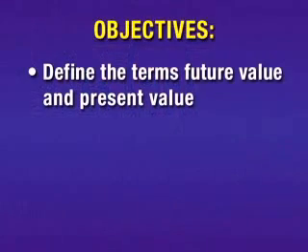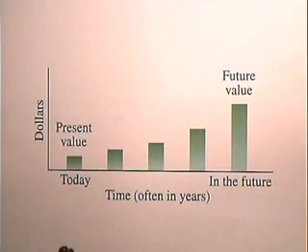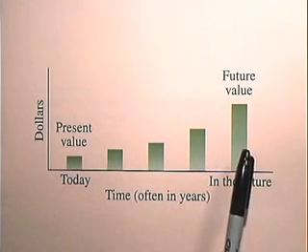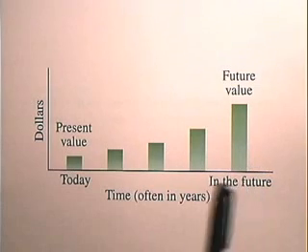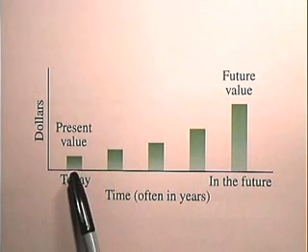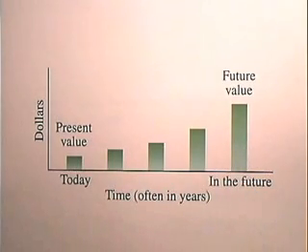The specific objectives we will cover are: define the terms future value and present value, and use tables to calculate present value. Let's begin with a definition of present value and future value. Present value is the amount needed today so that some future value will be available when needed. Future value is an amount available at a specific date in the future. You can see that present value is a value that will grow to the future value in the future.